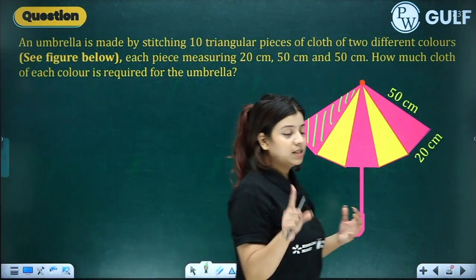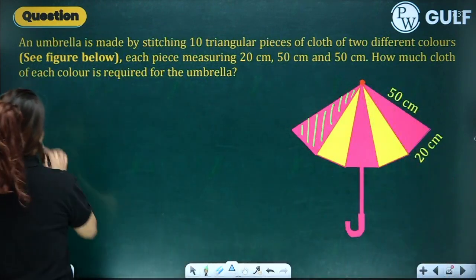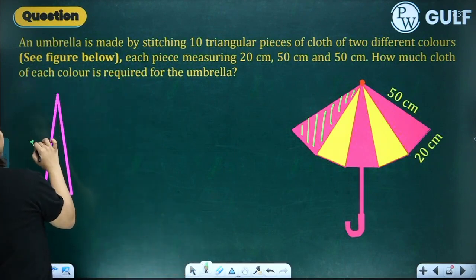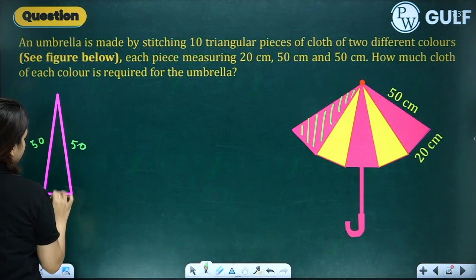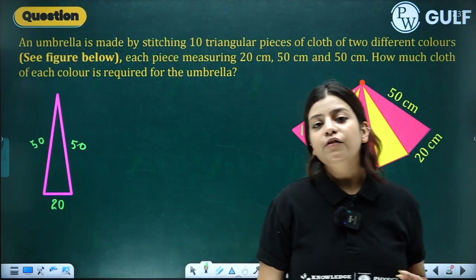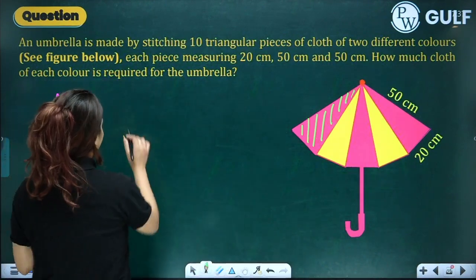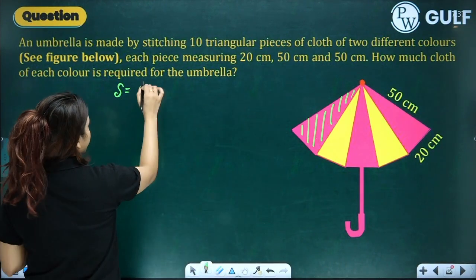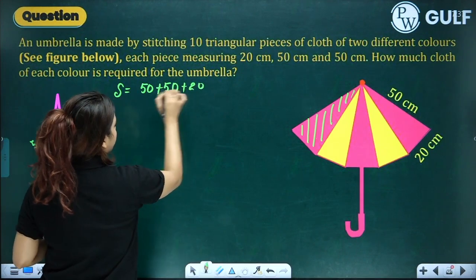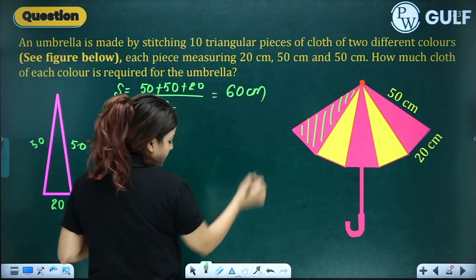The very first thing is that we have to calculate the area of one single cloth. Let us assume that the one single cloth over here is a triangle with sides 50, 50 and 20 centimeter. So the very first thing that we have to calculate is what? The semi-perimeter of this particular triangle. The semi-perimeter will be equal to the sum of all sides divided by 2. That is 120 divided by 2, which is equal to 60 centimeter.